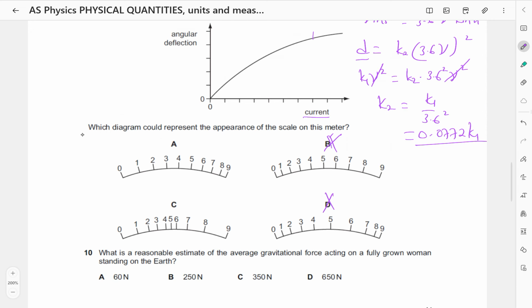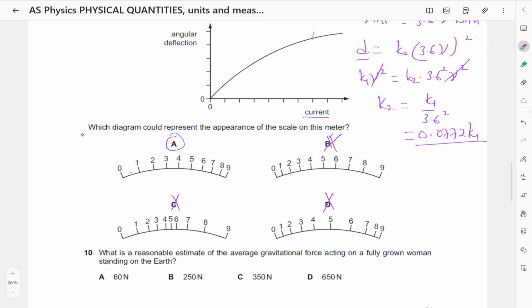C is also going to be wrong because C shows a decrease and then an increase, yet it is just a decrease in the gradient. The change in the angular deflection goes on decreasing. So C is also wrong. So our answer is going to be A because A is showing a decrease in the change in the angular deflection as the current increases.